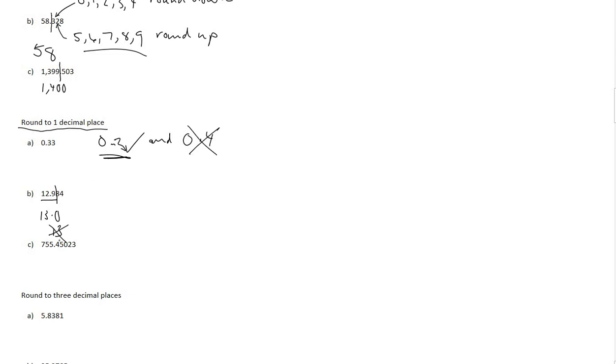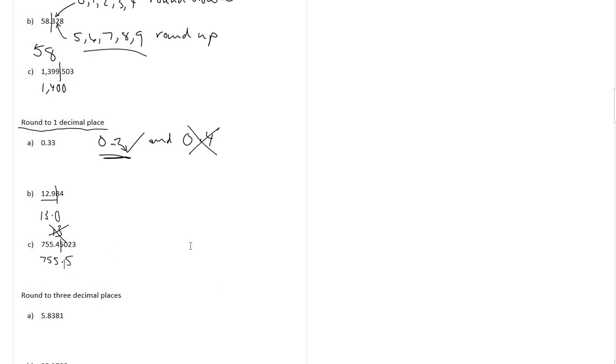For my next one, let's do the cutting off method again. So I've got 755.4, okay, and after that 4 is a 5. That's one of my bigger numbers, so it's going to round up to 755.5. Okay, that 4 turning into a 5.